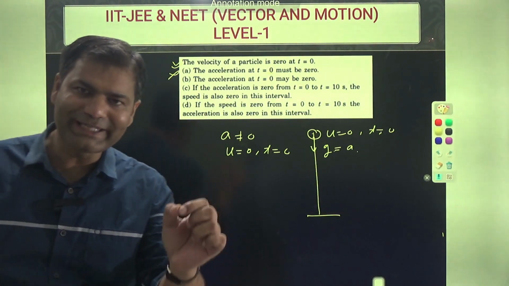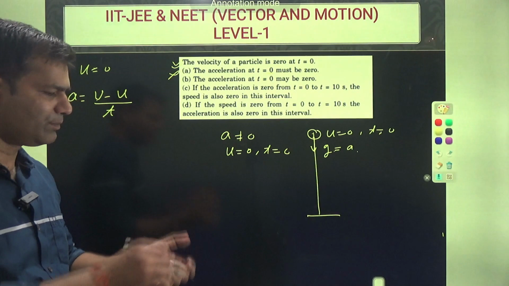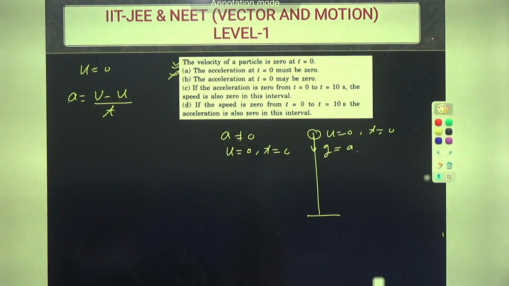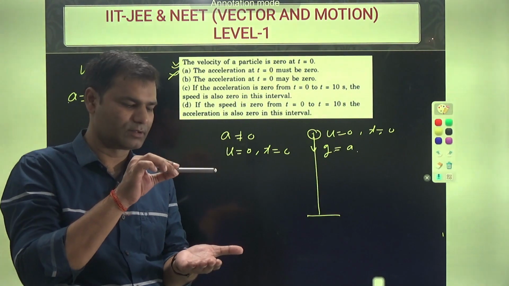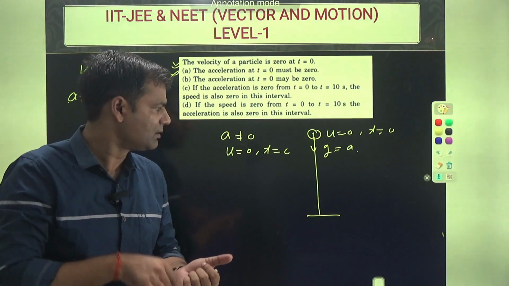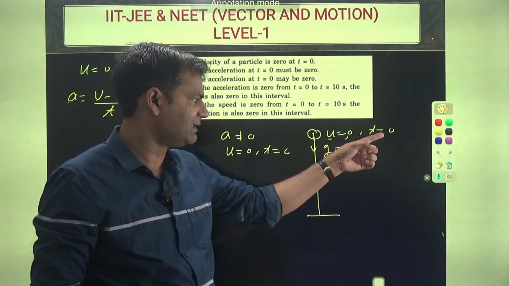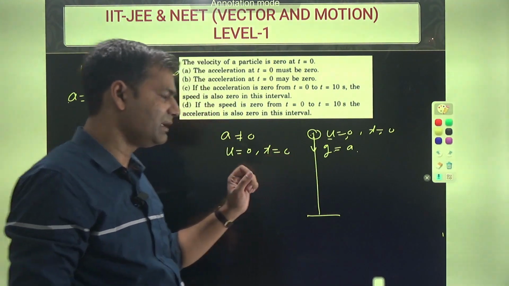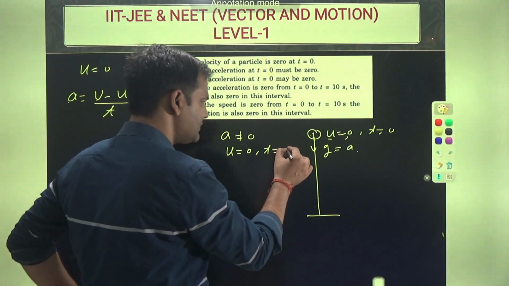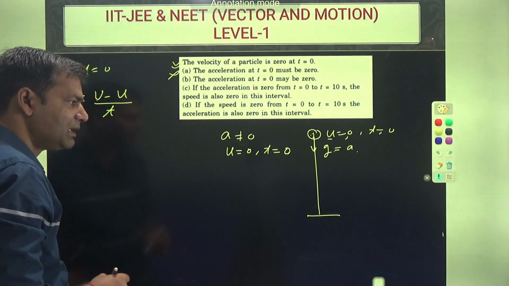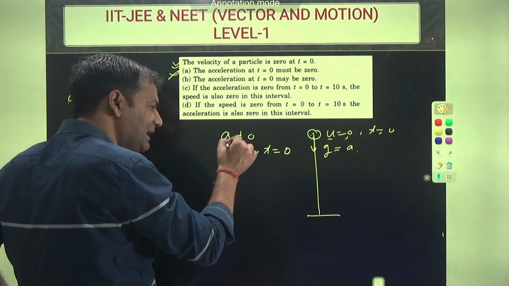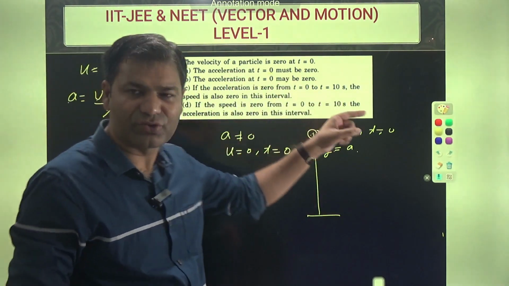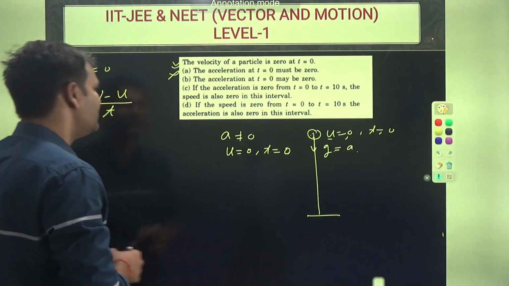Clear or not? Why is A incorrect at t = 0? If a pen is in free fall from height h, u is equal to 0 at t = 0. But what about the acceleration due to gravity? So a is not 0. u is 0 but a is not 0; a is equal to g. According to the question, the acceleration must be 0. No, it is not necessarily 0. So A is not correct.